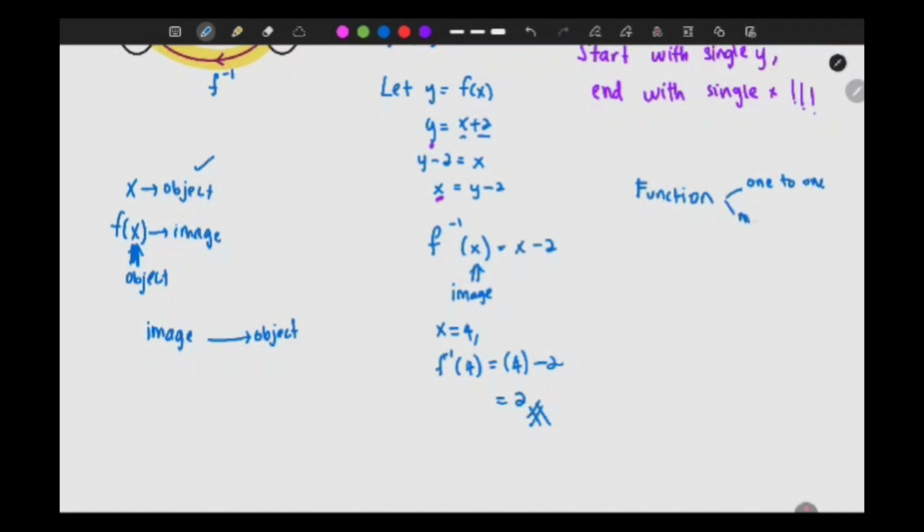Inverse function can only be done for a relation that is one to one. Only one to one. You cannot do it for many to one. One image can only inverse with one object. I just now said object, right? Sorry. An image can only inverse and find one object. That's why inverse function can only be done for a one to one relation. It cannot be many to one. So this thing you need to know. Inverse function only one to one.